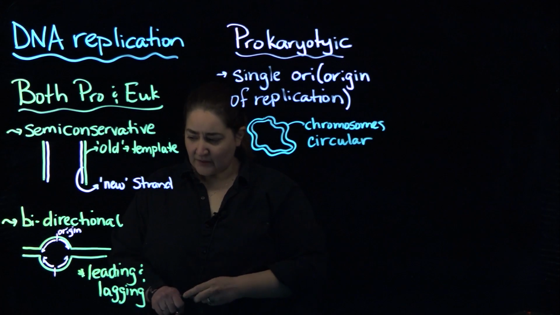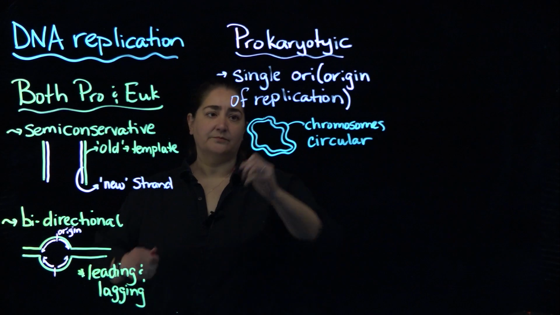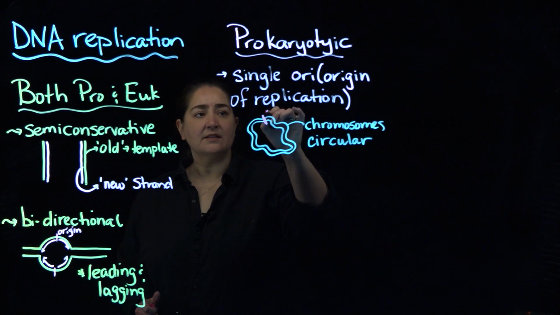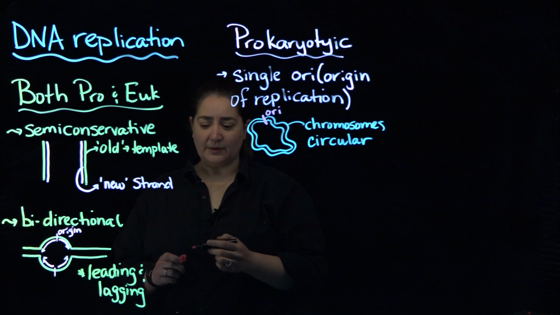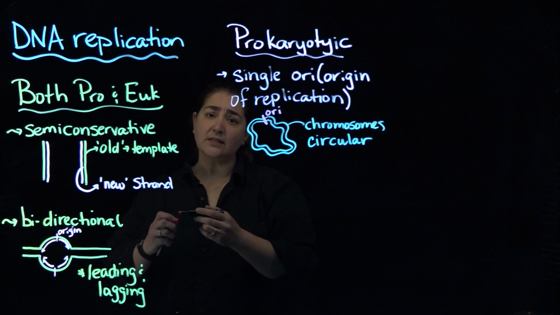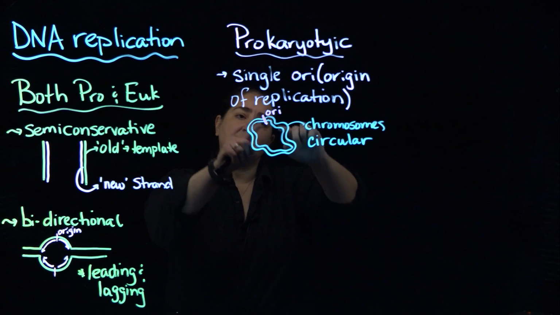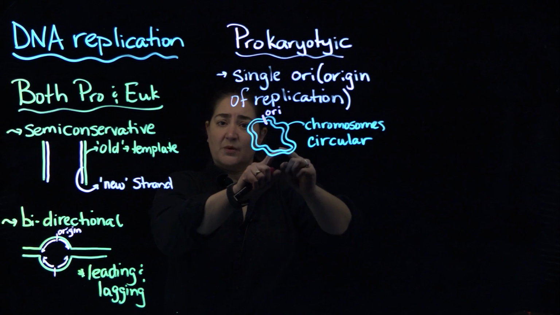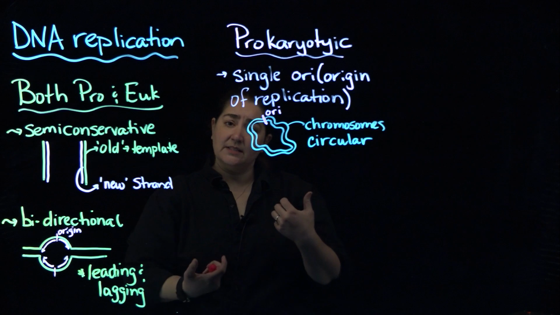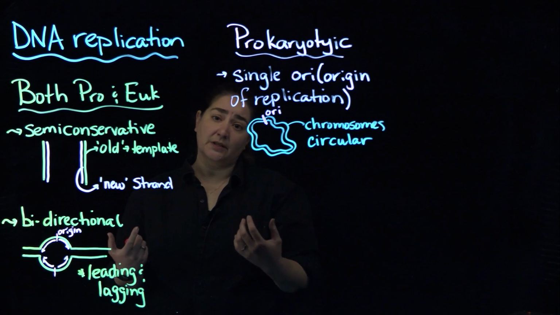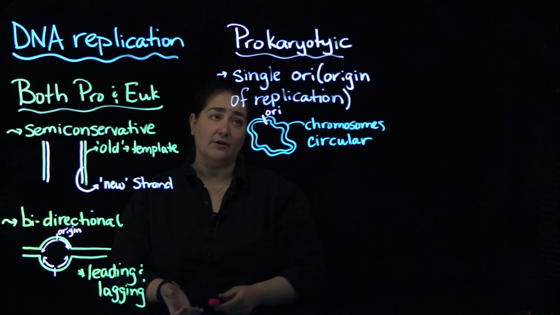So what happens with that bidirectional bubble, you've got a single origin of replication, and when that double helix comes apart, you'll get replication in both directions, and eventually that replication bubble will meet, and you'll get the separation of the two complete genomes associated with the prokaryotic.